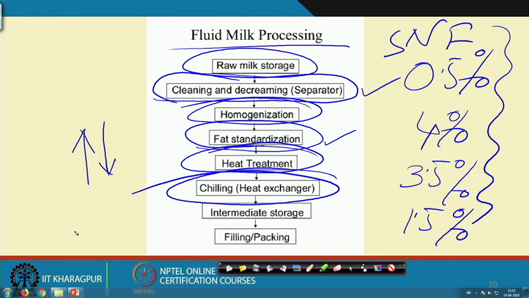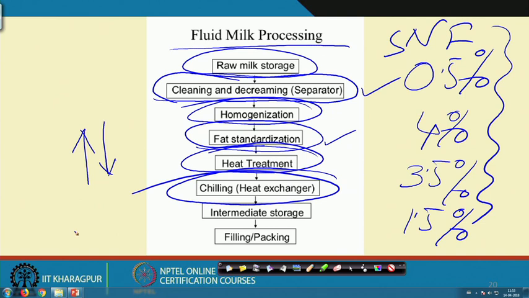The thing where heat is getting exchanged, whether it is hot or cold, does not matter; in either case it is heat which is getting exchanged. So, that is why it is called a heat exchanger. So, in that heat exchanger, chilling is done, and this chilling is done normally quickly.